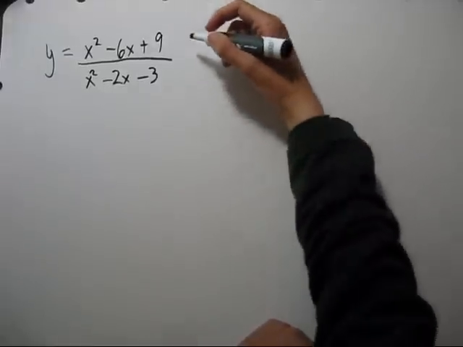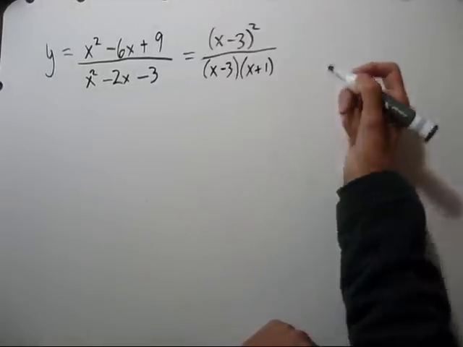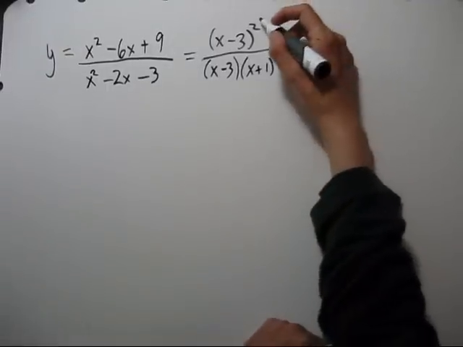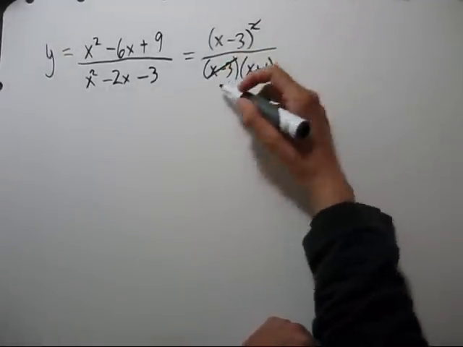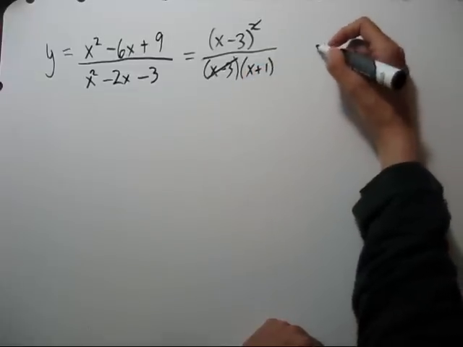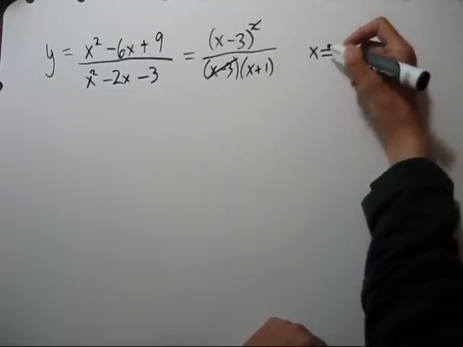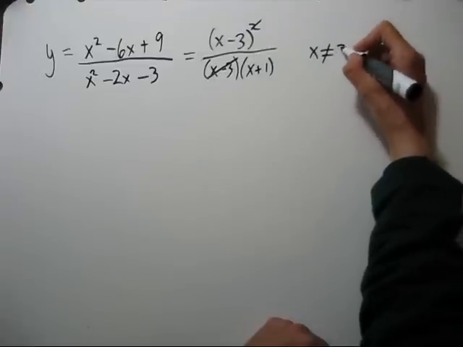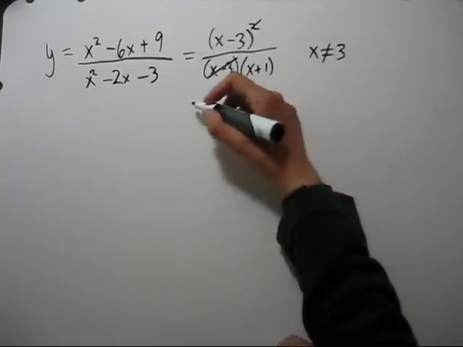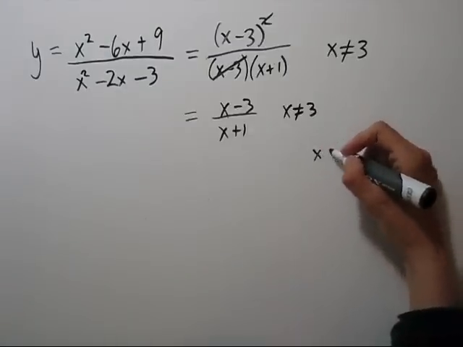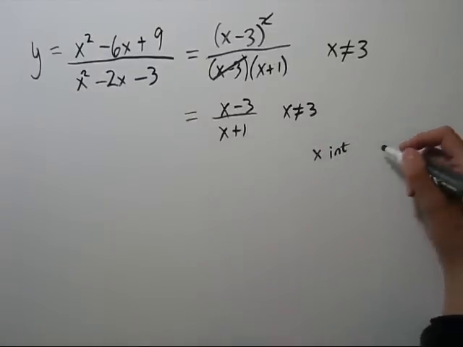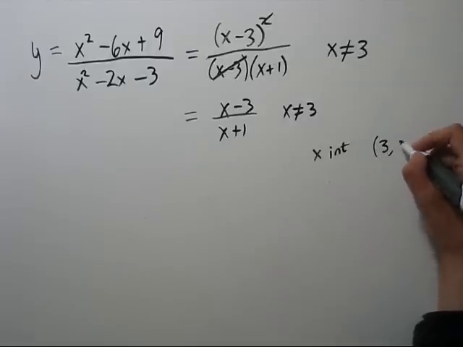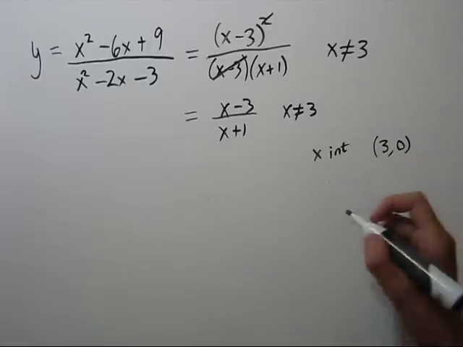First off, we want to factor this. We have a common factor we can cancel. But when we cancel something from our denominator, we have to remember to keep the domain restriction that x can't be equal to 3. So our x-intercept will be (3, 0).